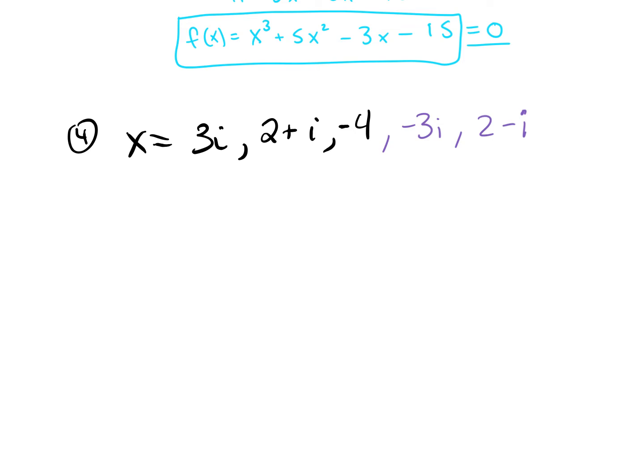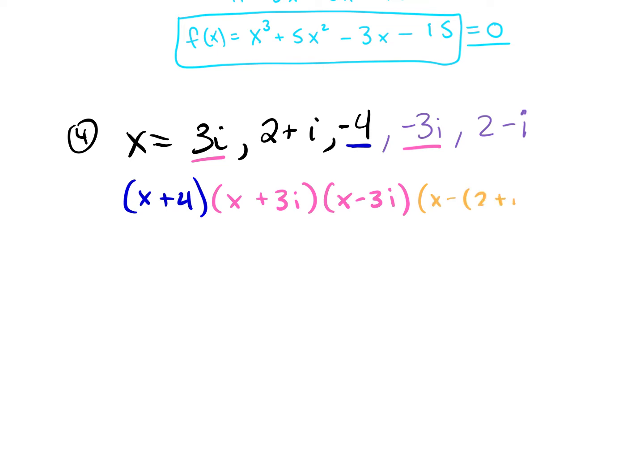So I'm going to write my pairs together. I'm going to start with the x plus 4. Then I have 3i and minus 3i. So this will be x plus 3i, x minus 3i. And then I have x minus 2 plus i and x minus 2 minus i.